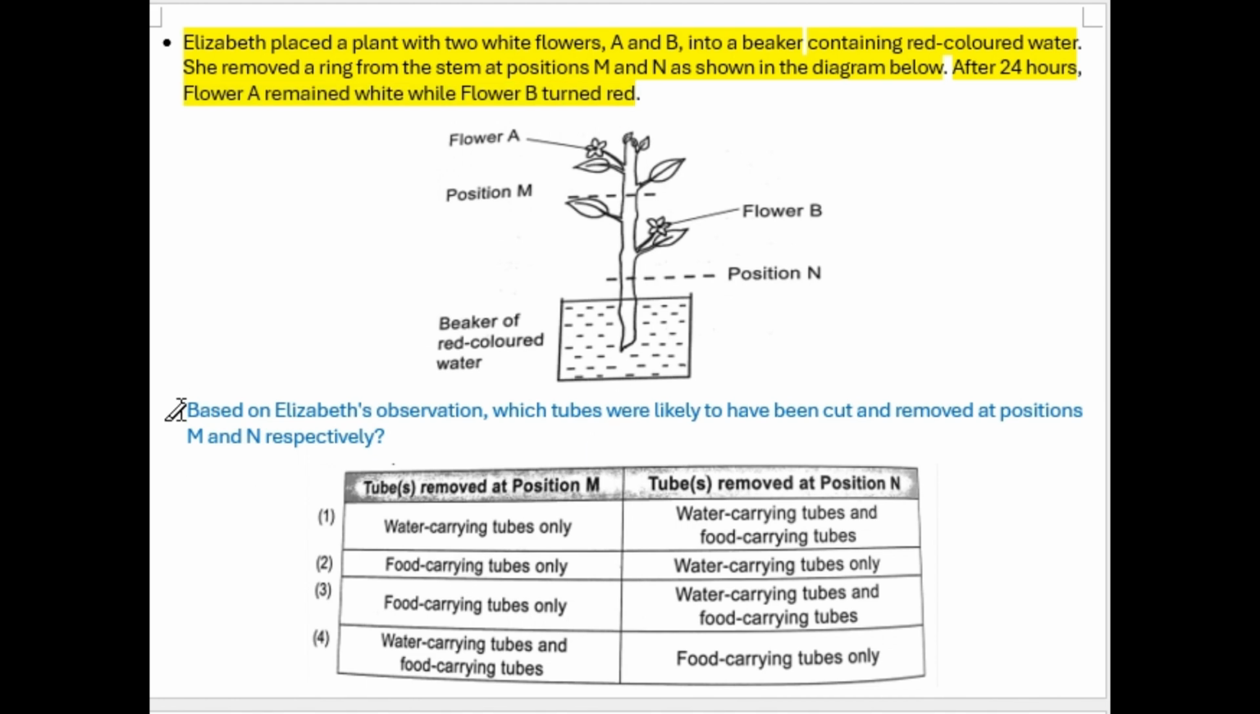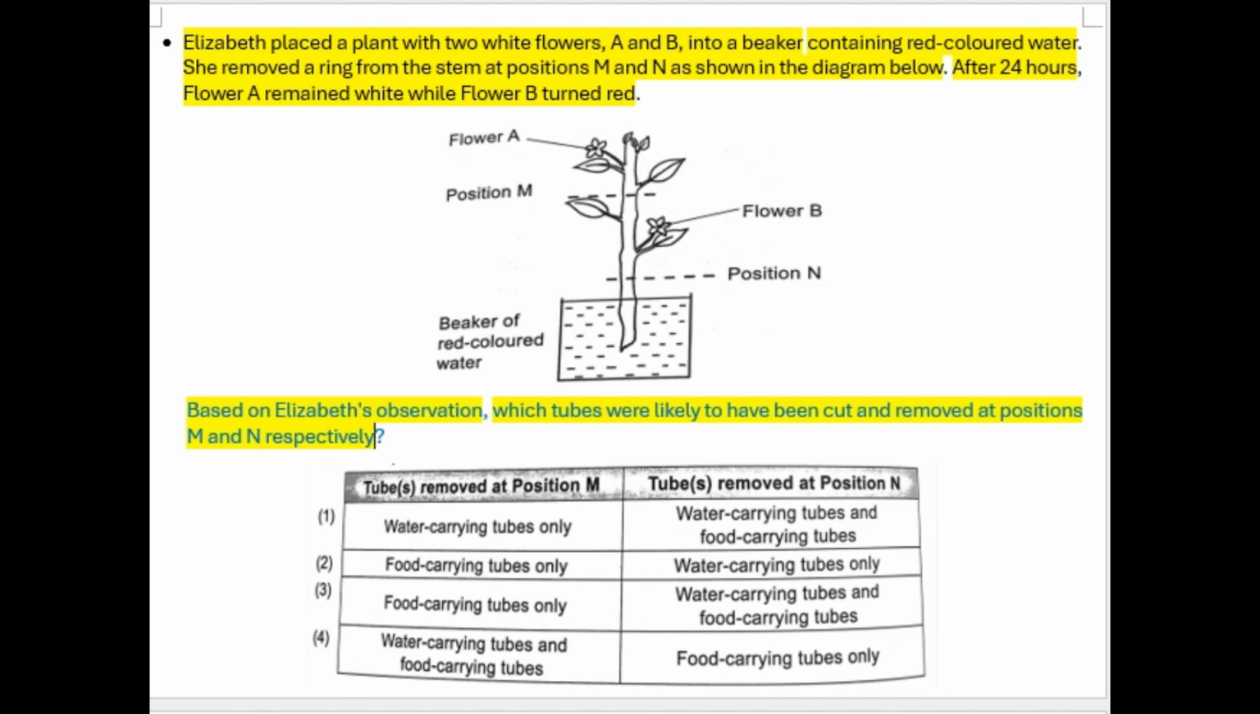Based on Elizabeth's observation, which tubes were likely to have been cut and removed at positions M and N, respectively? Tubes removed at position M: water-carrying tubes and food-carrying tubes. Tubes removed at position N: food-carrying tubes only.